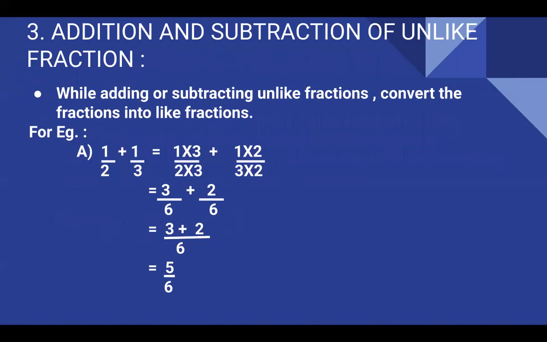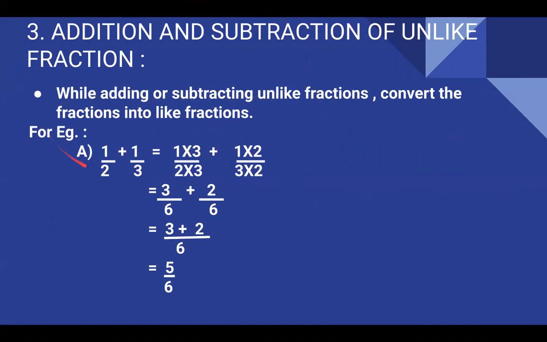Let's see the next rule. Addition and subtraction of unlike fractions. What is the meaning of unlike? It means you will get two different denominators. So while adding or subtracting unlike fractions, convert the fractions into like fractions. In previous rules, we studied how to add and subtract fractions when the denominators are equal.